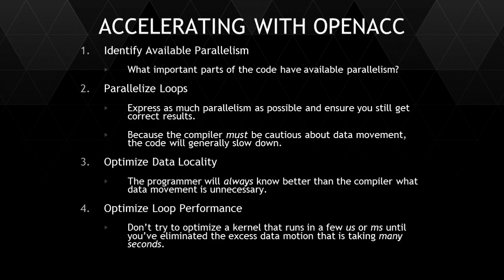And then the last step is to optimize the loop performance, and put that absolute last, because until you've optimized away the data motion, you really can't tell which of your loops need optimization. You saw earlier I had 5 seconds of compute and over a minute of data motion. So there's no good way for me to determine how much of a change I would get by optimizing my loop until I've gotten rid of the data motion. So always save that step to last.